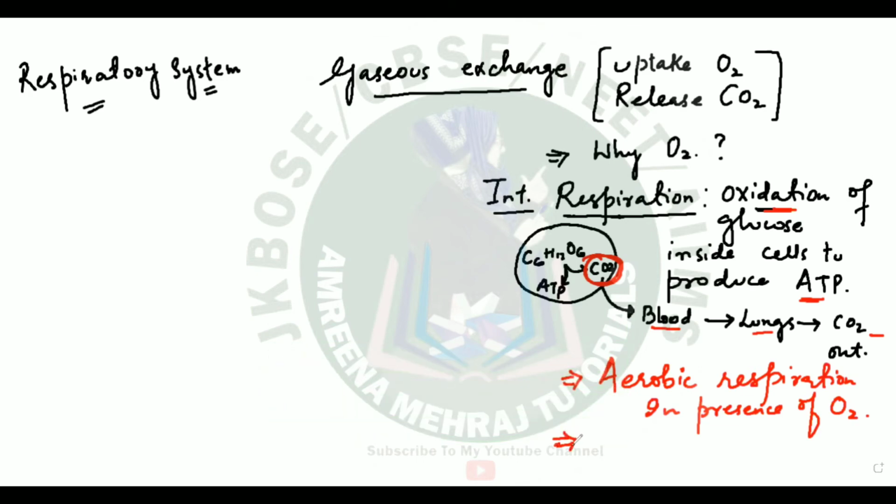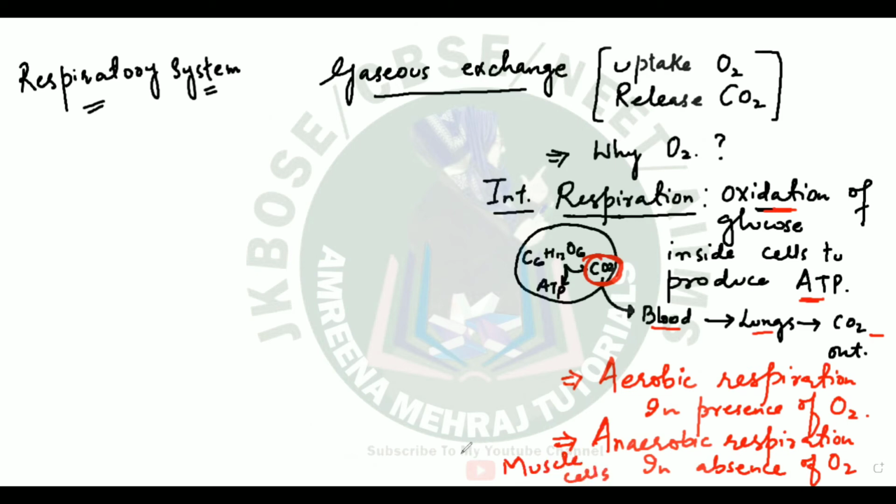You have another type of respiration which takes place in absence of oxygen. For that respiration, you don't require oxygen. What is that respiration called? That's called anaerobic respiration, which takes place in absence of oxygen. Here you don't require any oxygen. This is happening in your body also. This is happening in your muscle cells when you're performing very rigorous exercise.